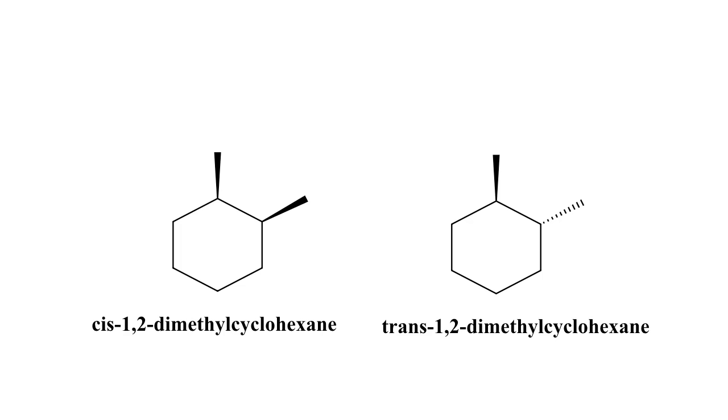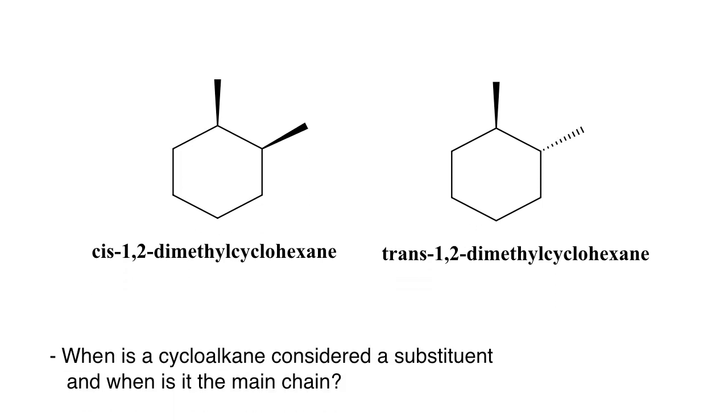What we really want to focus on here is with the naming, if you see these types of patterns, you're going to do cis if they're on the same side and trans if they're on opposite sides. And you just put that in front of the group that is cis or trans. So in this case, it's the 1,2-dimethyl. So it's cis 1,2-dimethyl. And in the other case, it's trans 1,2-dimethyl cyclohexane.